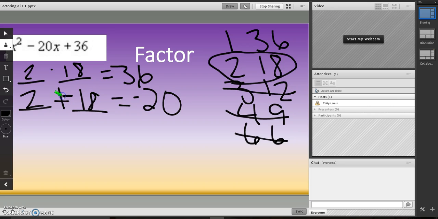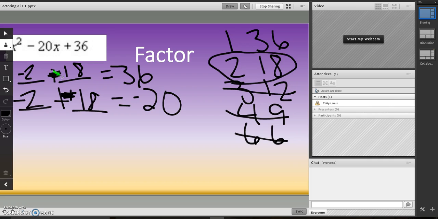So let's try negative 18. And 2 plus negative 18. So you have $2 in your pocket, but you owe me $18, so that's really negative 16. That doesn't work. Let's try negative 2. All right, you owe me $2, but you have $18. So now you have $16. Both negative.